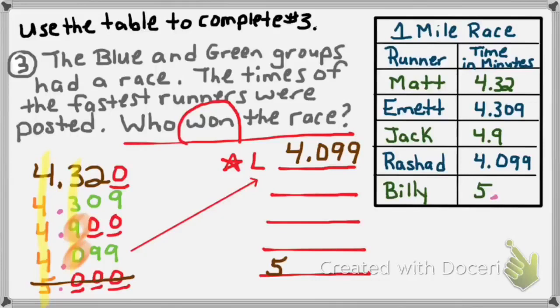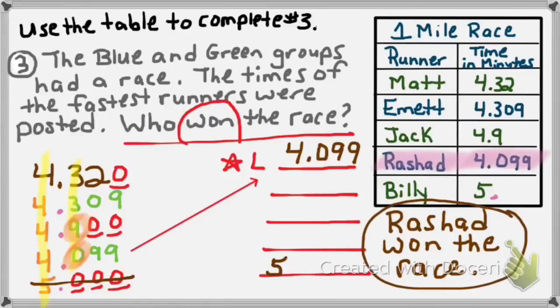So the question wants to know who won the race, not what the fastest time was. So I have to look back at my chart and see who had the 4.099. There it is. And that person is Rashad. So I have the answer to my question. Rashad won the race, and that's my final answer.